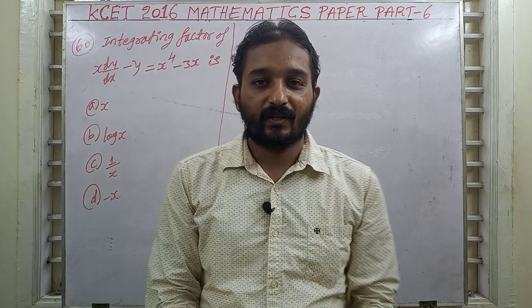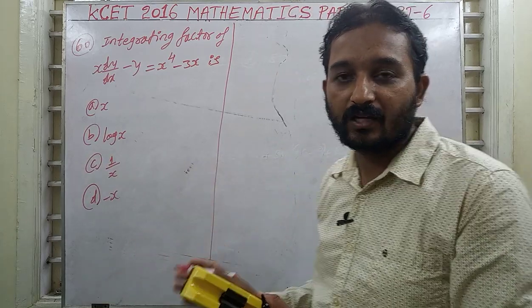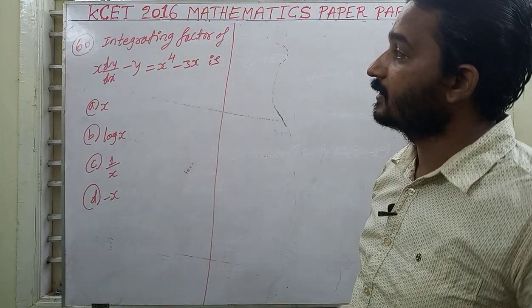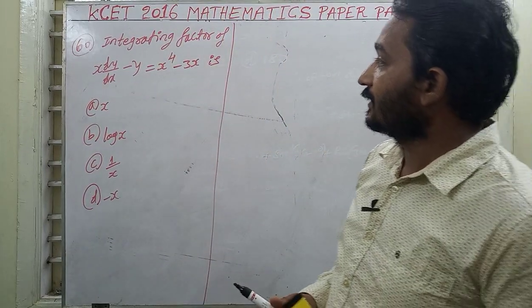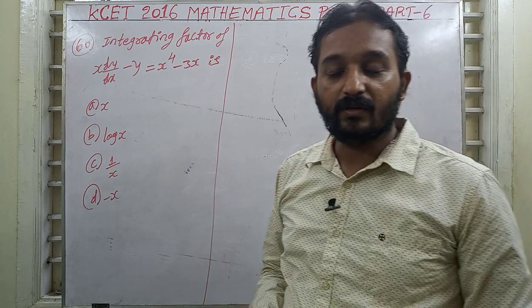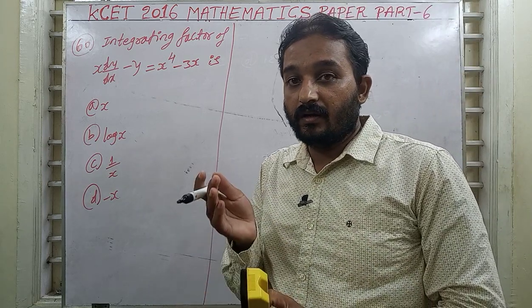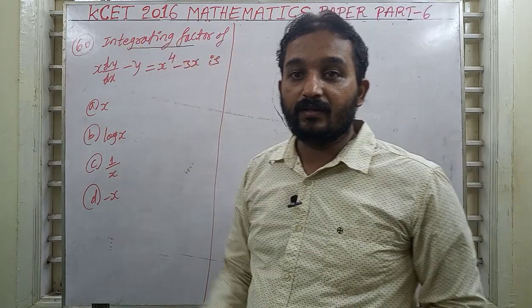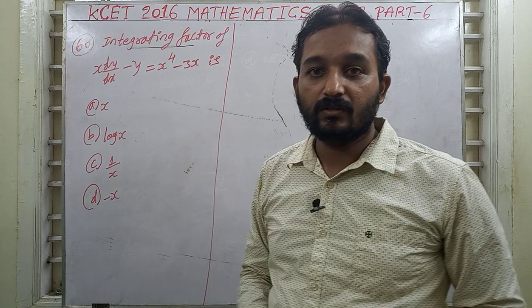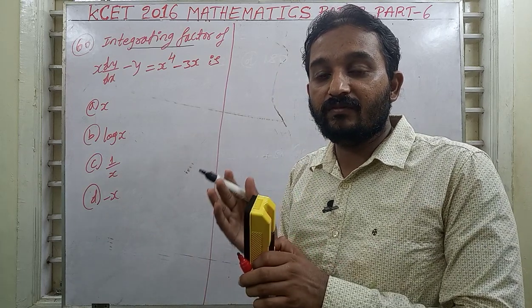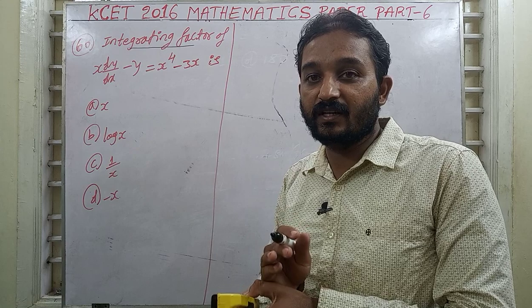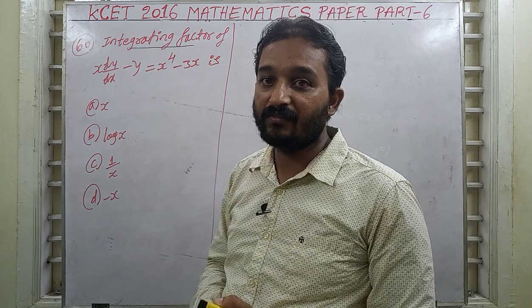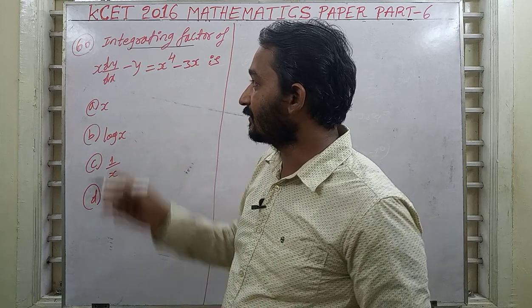So now let us move on to the next question, question number 60. This is the last question of this video and also the last question of the 2016 paper. So now let us see the question. This question is based on the chapter differential equations, particularly finding the integrating factor of the differential equation. So solve the differential equation by using the first order first degree linear differential equation type of problem. In this case we have to find out the integrating factor. Half of the problem is there in this step.